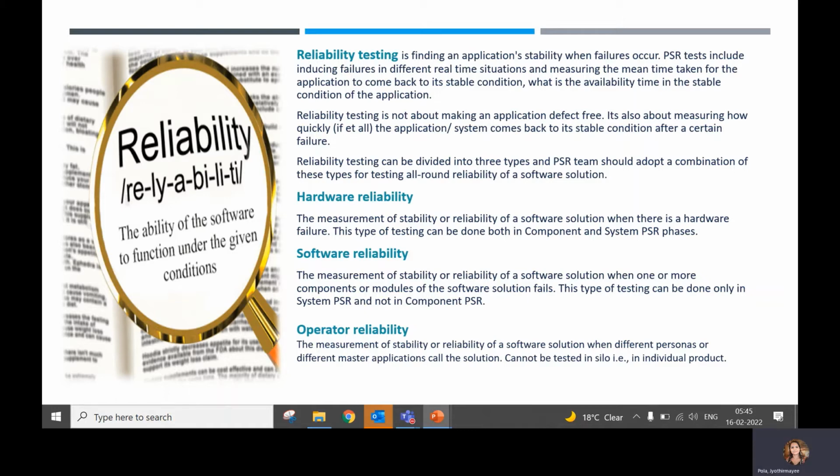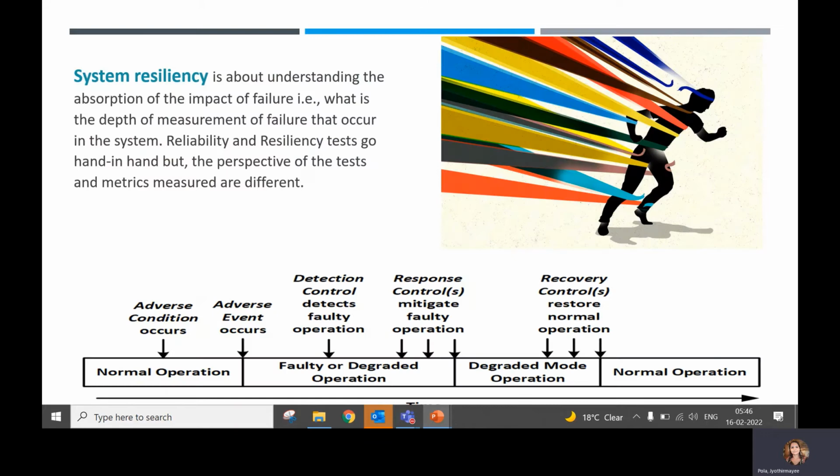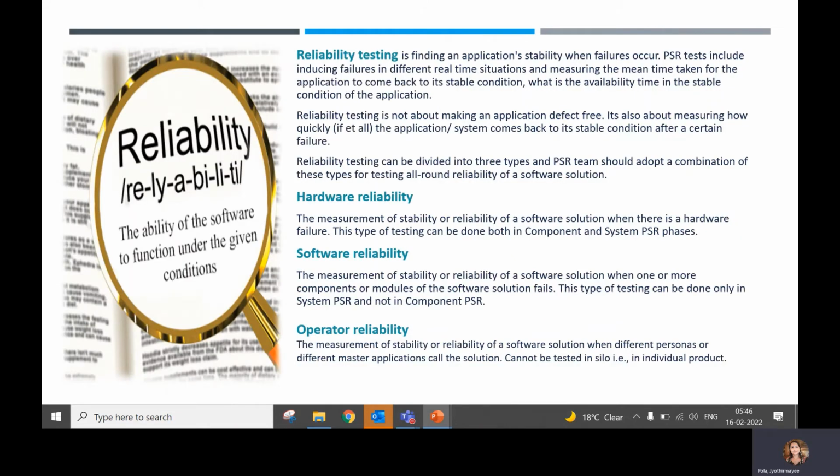Now that we understand what reliability testing is, I have divided it into hardware reliability, software reliability, and operator reliability. Having said that, PSR has no standards and the sky is the limit for the various types of tests and how you can make a product more stable, proactively as well as reactively. So there is no hard and fast rule that hardware, software and operator reliabilities are the way it needs to be bifurcated for reliability tests. It is my way of bifurcating it.